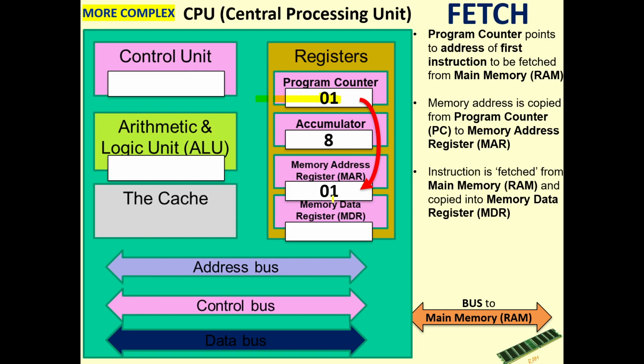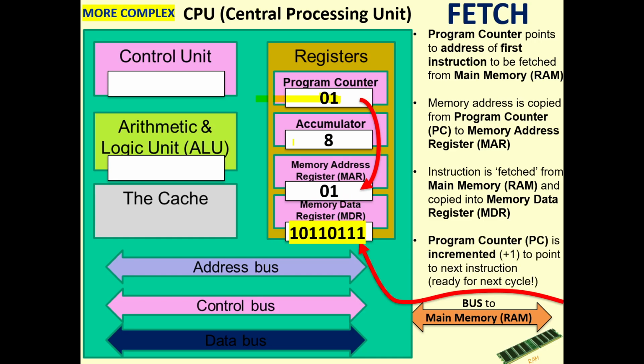Whatever is the instruction in the MAR is then fetched from the RAM. It goes to RAM and gets that instruction from wherever it is. That instruction is then copied from RAM into the CPU, into the MDR. And that is the fetch stage. The program counter is then incremented, increased by 1, ready for the next time around. Fetch stage complete.